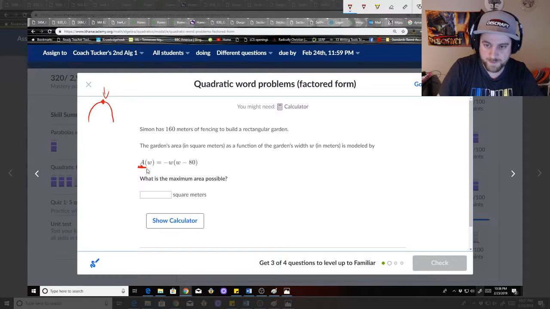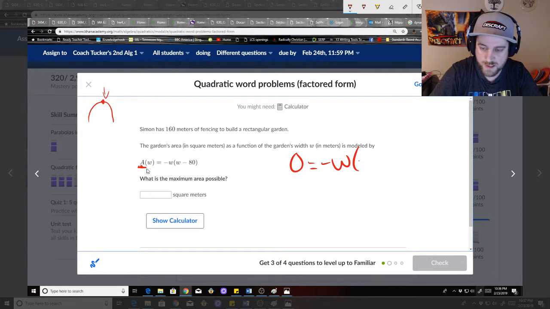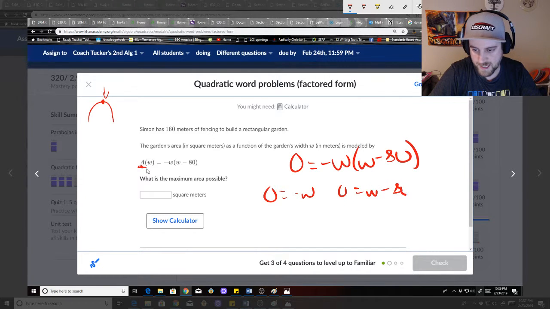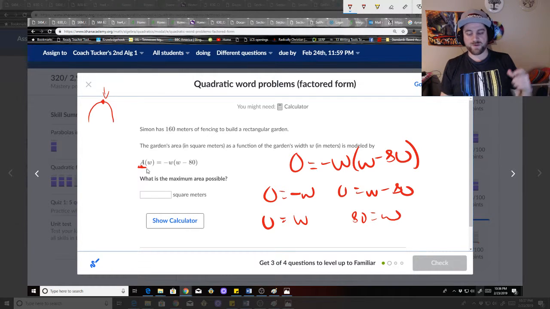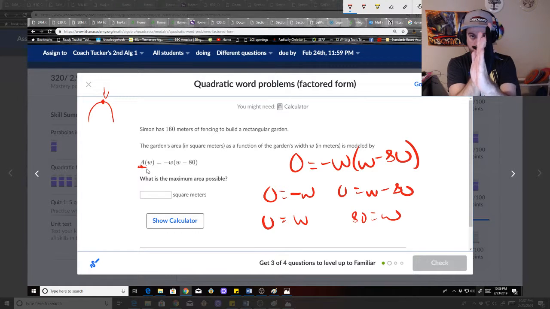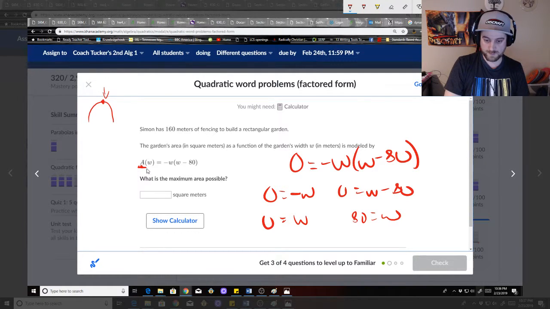So zero product property. If the area was 0, that equals -W times (W minus 80). Well, that's 0 equals -W, and 0 equals W minus 80. So -W means W is equal to 0. And over here, add 80 to each side, so 80 equals W. If those are your two extremes, two x-intercepts, the vertex is between them, right? 80 plus 0 over 2, which is 80 over 2, which is 40.